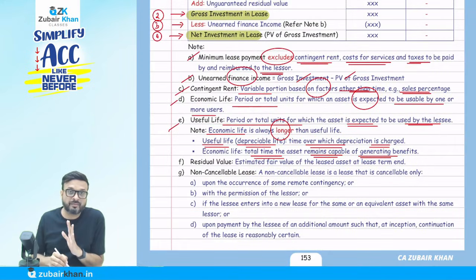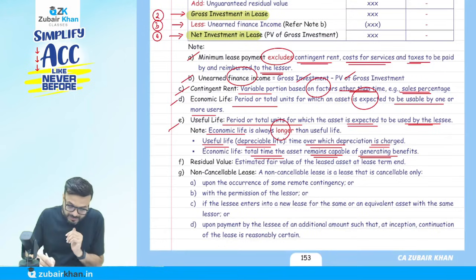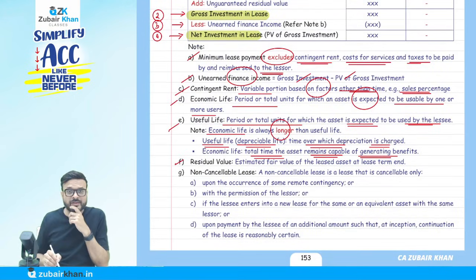Okay. Now what is the residual value? These are not so relevant from the examination point of view. Only this table is important from the examination point of view. Now it says residual value is the expected sale value at the end of the life of the asset. Okay, now non-cancelable lease.